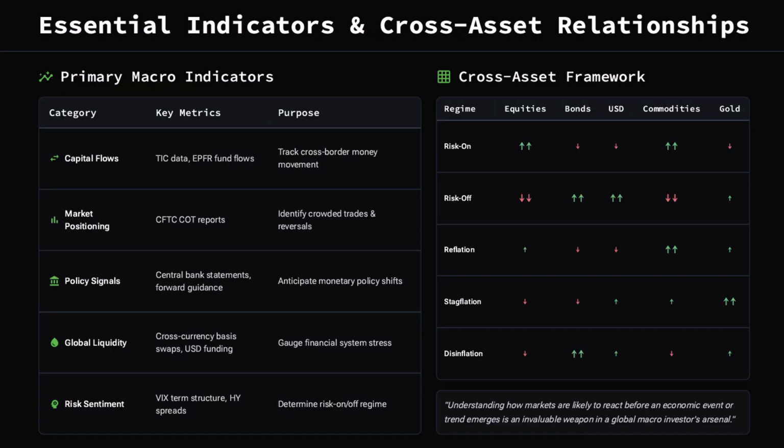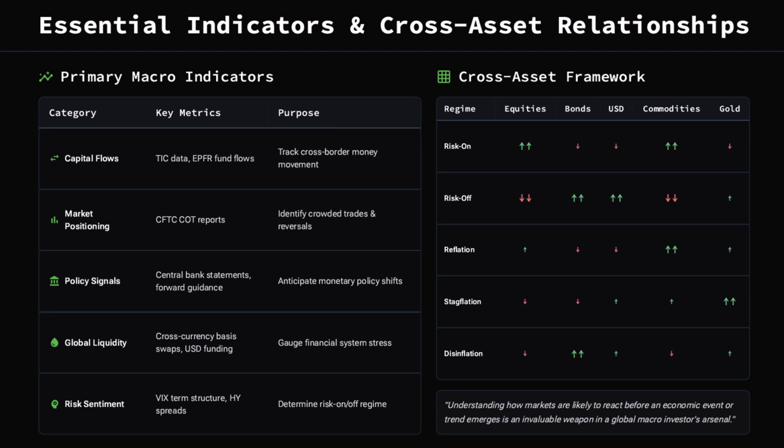Effective regime recognition relies on monitoring key indicators across four categories. Capital flows, tracked through TIC data and EPFR fund flows, reveal cross-border money movement. Market positioning, using CFTC commitment of traders reports, helps identify crowded trades primed for reversal. Policy signals, from central bank statements and forward guidance, anticipate monetary shifts. And risk sentiment, measured by VIX term structure and high-yield spreads, determines whether we're in risk-on or risk-off mode.